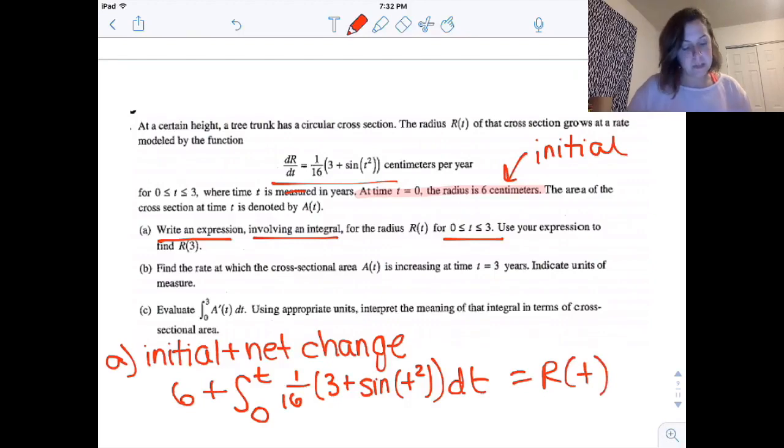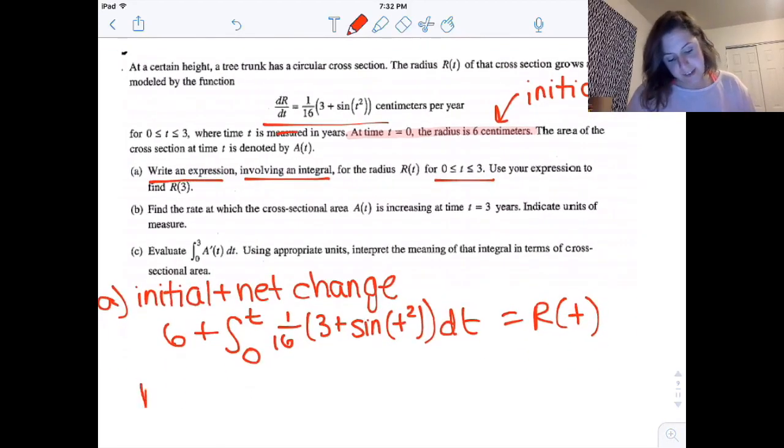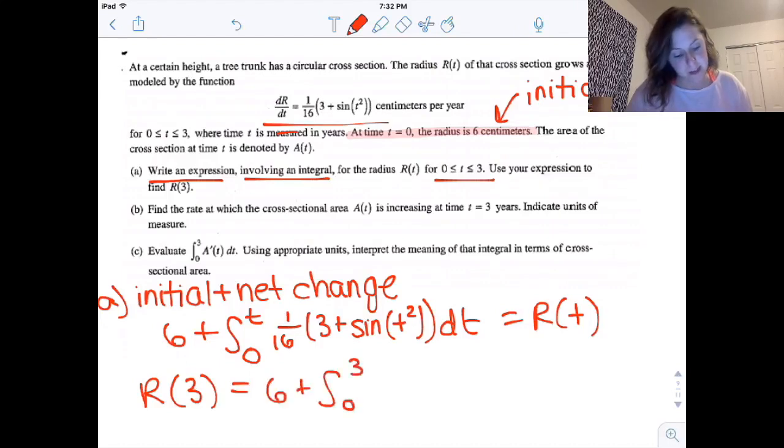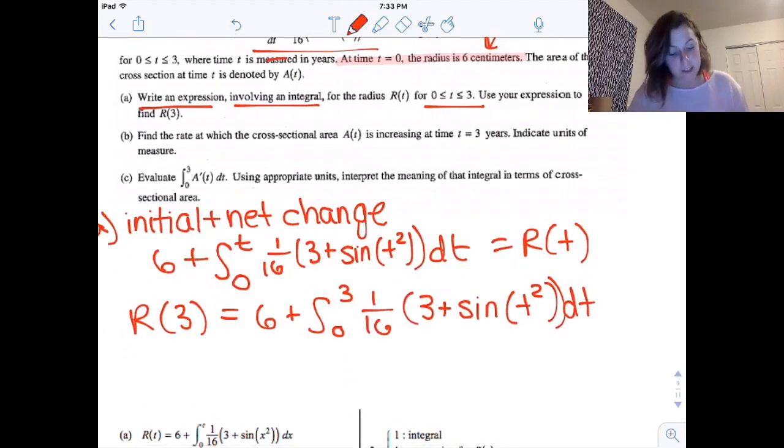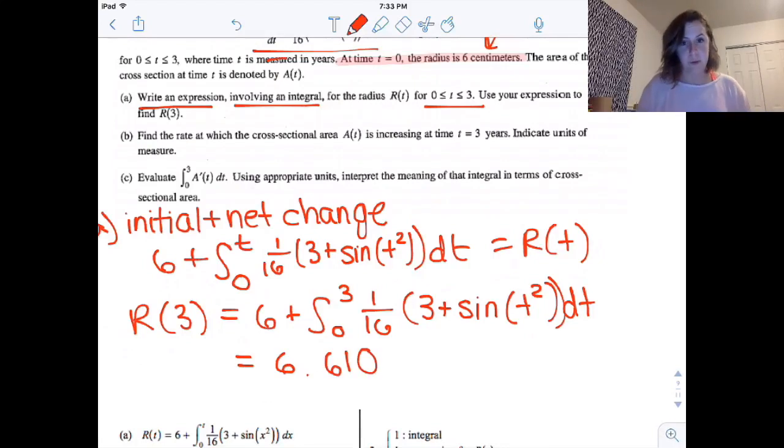And it says use that to find r of 3. So I'm doing 6 plus the integral from 0 to 3 of that same thing. And again, plug that in your calculator. And we get 6.610 or 611. So this would be my radius at that time.